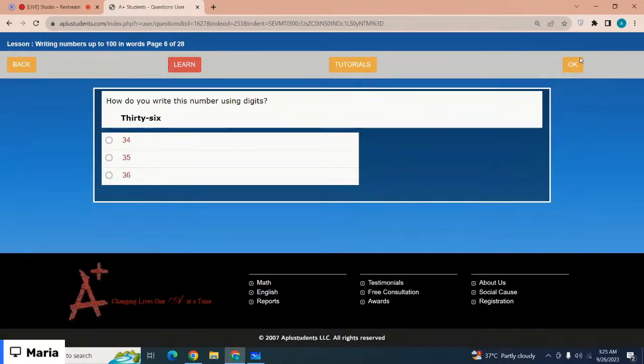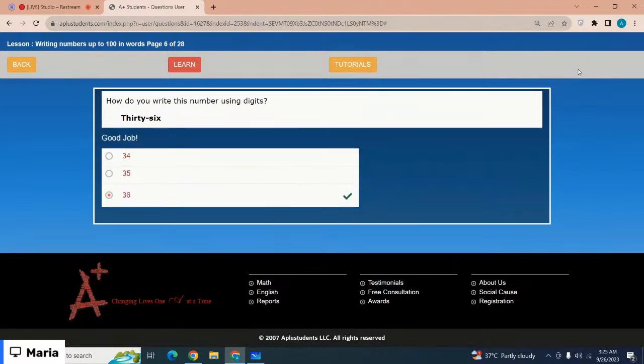How do you write this number using digits? Which is the correct option? 36. Which is the correct option? That would be the third option, that is 36.